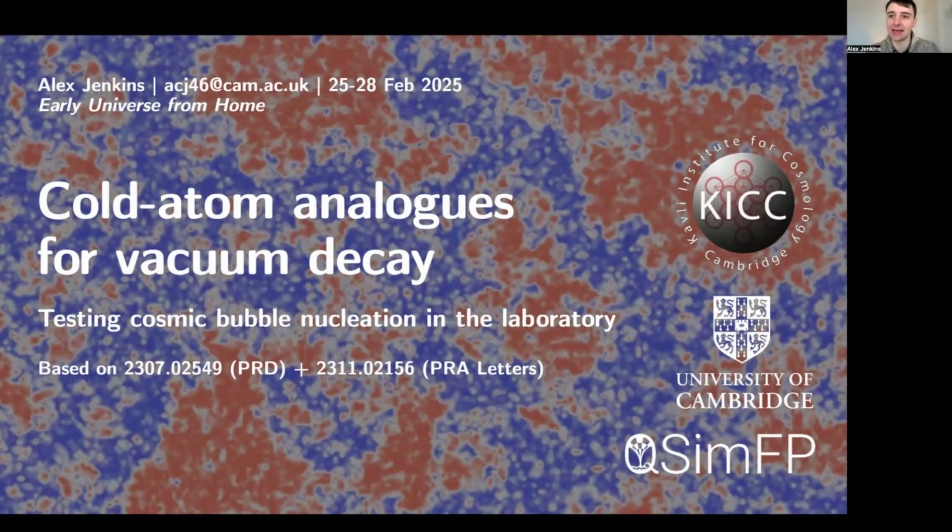So I'm going to be telling you today about a new way of trying to test the physics of the early universe using cold atom analog experiments. So these are quantum experiments that can be built in the laboratory on a tabletop. And I'm going to try to tell you about some ways in which these systems can tell us about the physics of vacuum decay or first order phase transitions in the early universe.